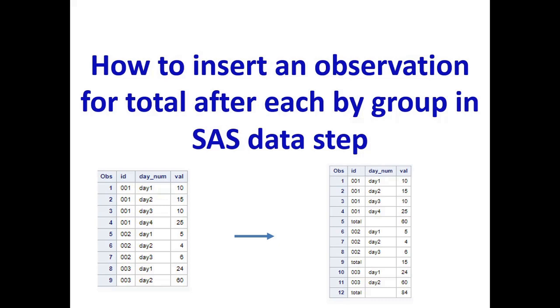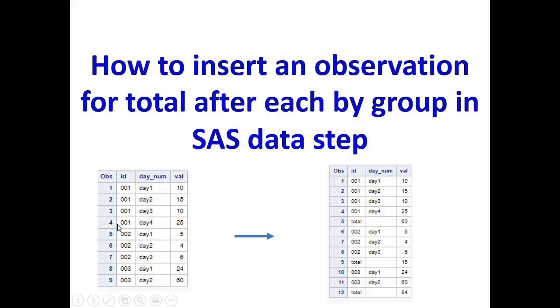Today's topic is about how to insert an observation for total after each by group in SAS data step. To understand this, let's look into an example below. In here, I have variables id, day underscore num and val. And id is the by group here.